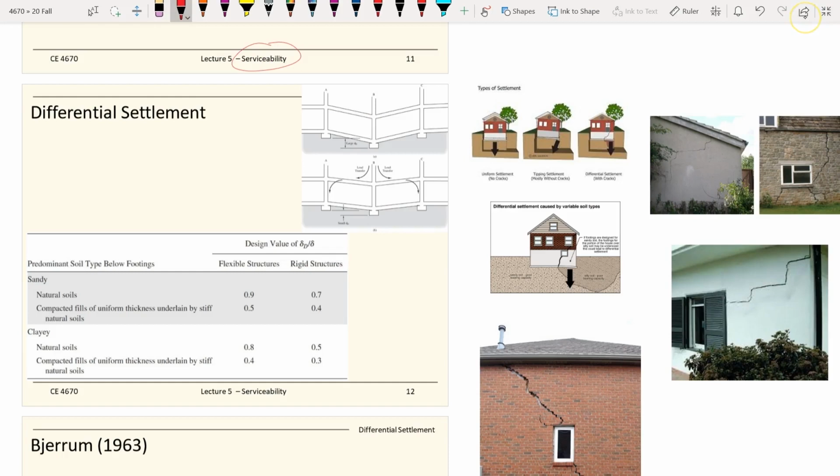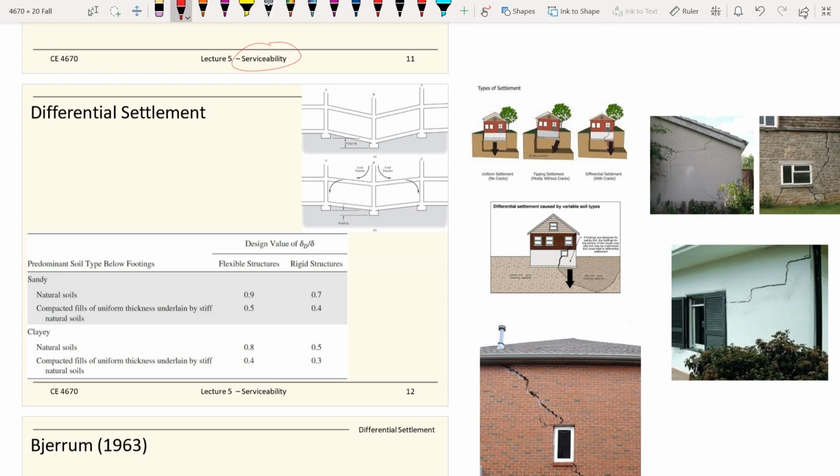Okay, next, let's talk about differential settlements before we get into the secondary consolidation. So what is differential settlement? Differential settlement happens when the ground, the soil, is not settling uniformly. If the whole building sinks uniformly across the slab or across the foundations, you may not create as much of a problem as when you have differential settlements.